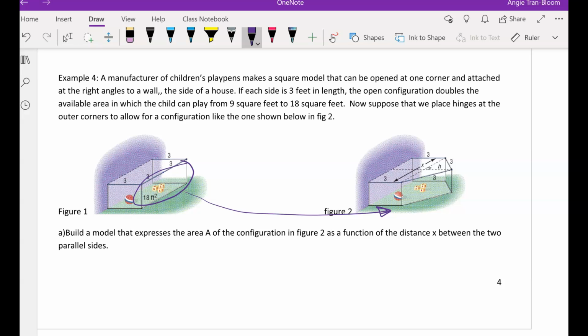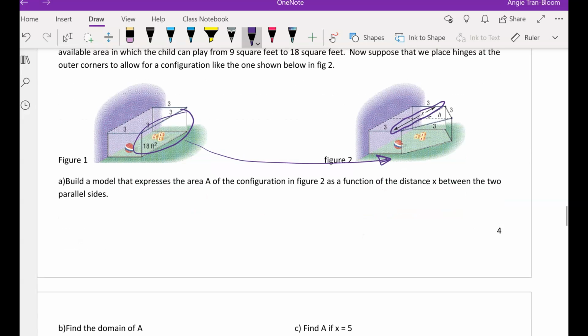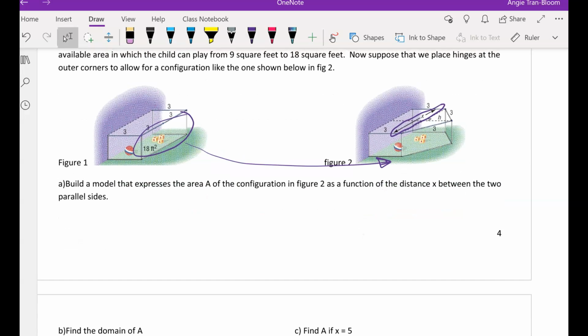Build a model that expresses the area of the configuration in figure 2 as a function of the distance x between the 2 parallel sides, okay? So in this figure, it tells you what x is, and it says here x is the distance between 2 sides that are parallel. So here is x. So this is what we need to know, okay? So build a model that expresses the area.